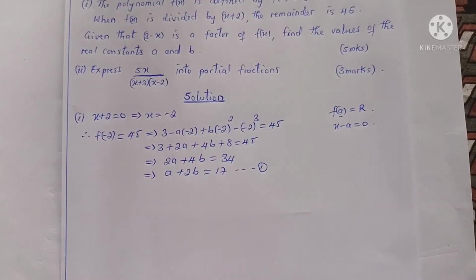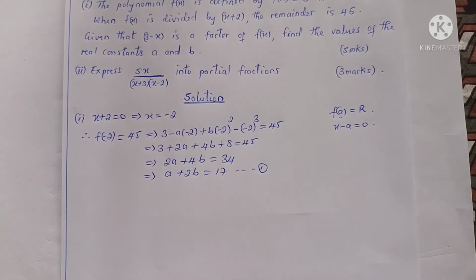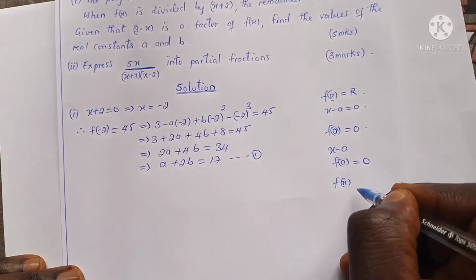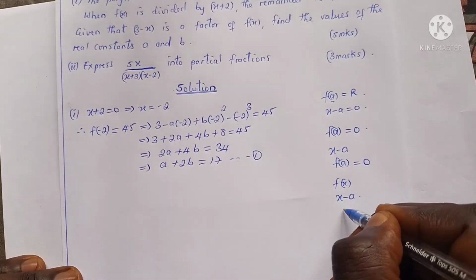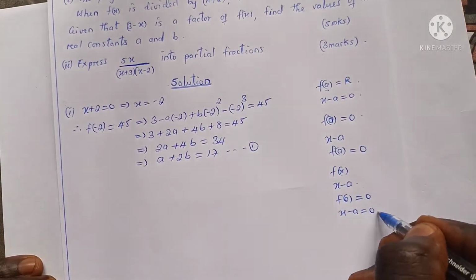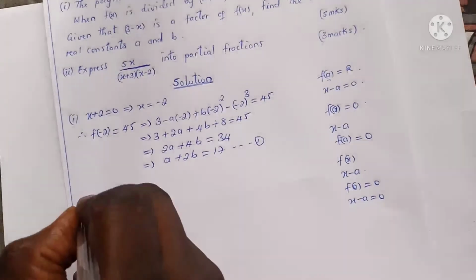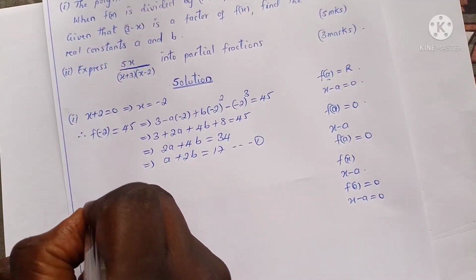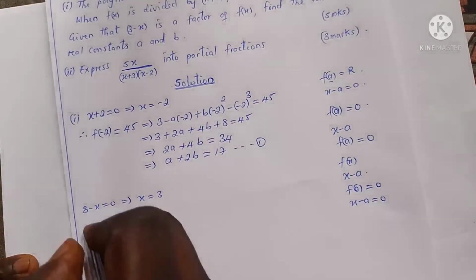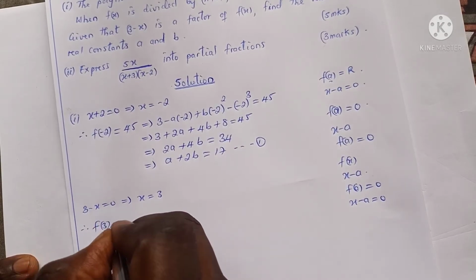The second part of the question says that x minus 3 is a factor of f of x. We know the factor theorem states that if f of x leaves a remainder 0 when divided by x minus a, then x minus a will be a factor of f of x. That is, f of a must be equal to 0. And we know a is obtained by solving the equation x minus a equal to 0. Therefore, if we take x minus 3 to be equal to 0, we are going to have x equal to 3. And therefore, we are saying that f of 3 must be equal to 0, according to the factor theorem.